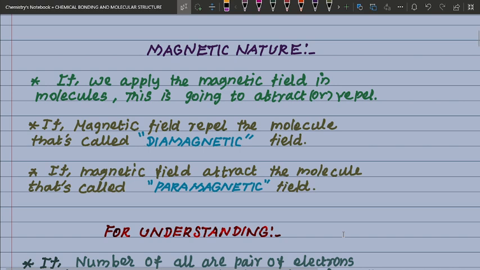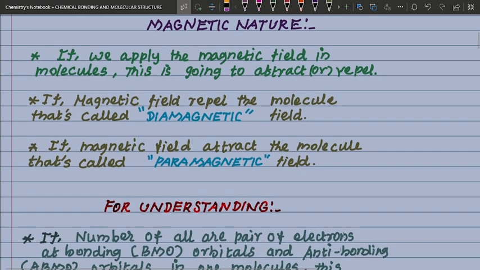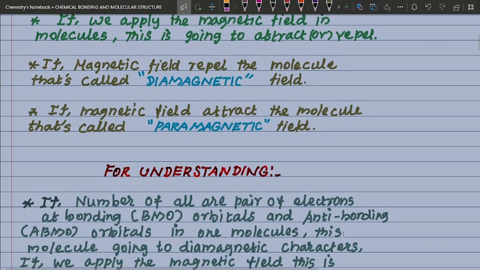If we apply a magnetic field to molecules, it is going to attract or repel. Next, if the magnetic field repels the molecule, that is called diamagnetic. If the magnetic field attracts that molecule, that is called paramagnetic. See below for understanding.